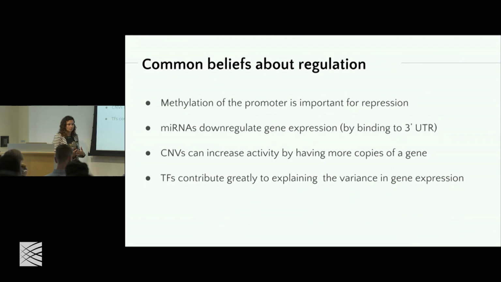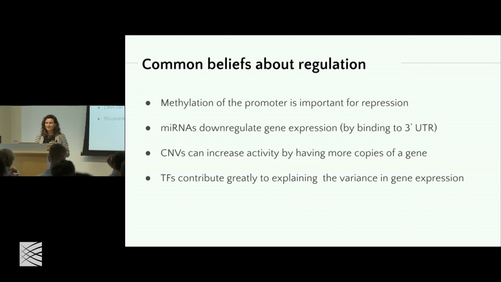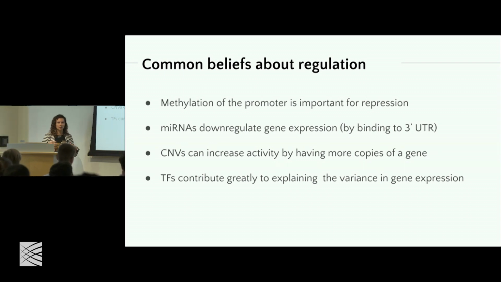When I started in this field in biology, I quickly absorbed these nice common beliefs, right? The methylation of the promoter affects the repression of the gene. MicroRNAs downregulate gene expression by binding to the 3' UTR. CNVs can increase the activity by having more copies of the gene, et cetera. And as I was digging more into it, I would find counterexamples to this. I would go to my biology friends, and they would say, yes, we knew that. I'm like, but why are you selling these stories? So this is one of our attempts to shed a broad light onto the picture.